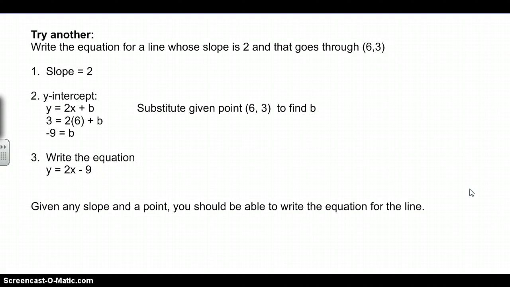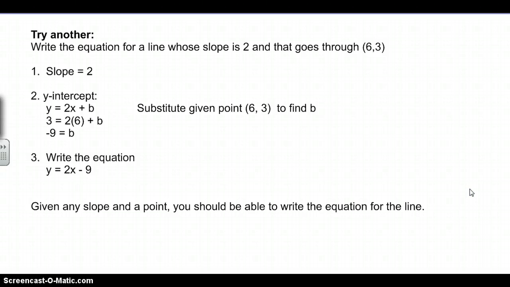Let's try another one just like that. Again, you're going to be given the slope and a point. So we're going to write the equation for a line whose slope is 2 that goes through 6, 3. First step, identify the slope. The slope is 2. Step 2, find the y-intercept. To find the y-intercept, you write the slope-intercept equation with the slope in it. So it's y equals 2x plus b, and then you substitute the values of the given point.